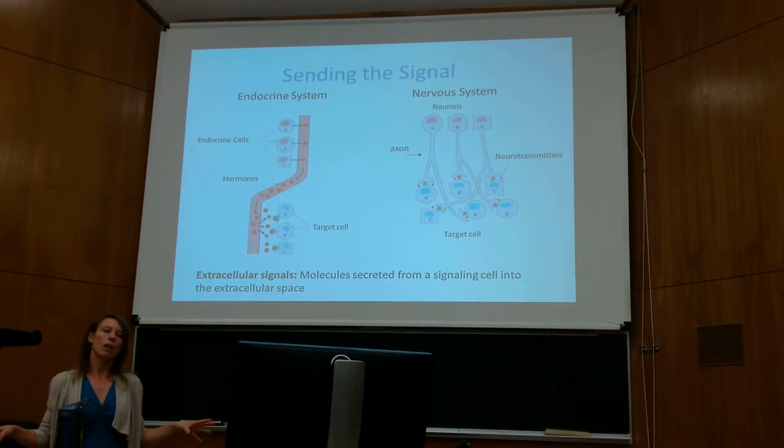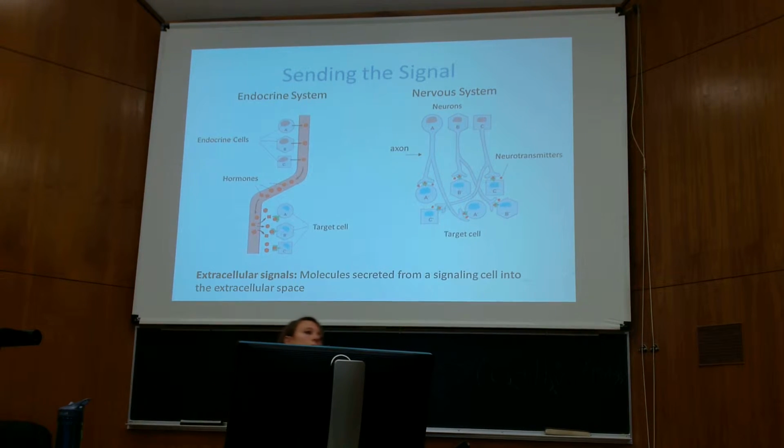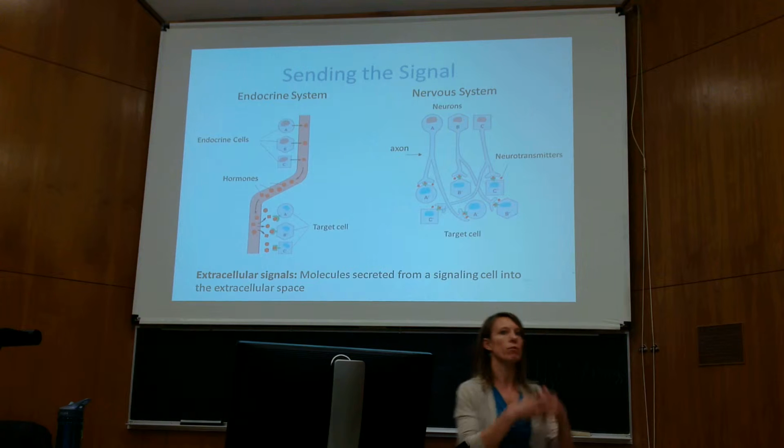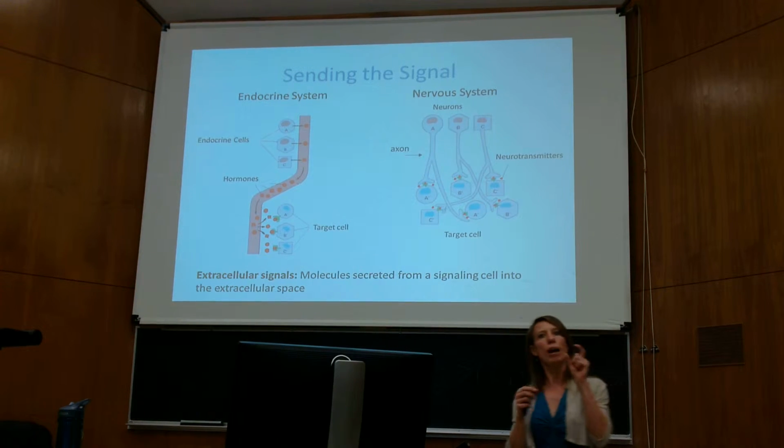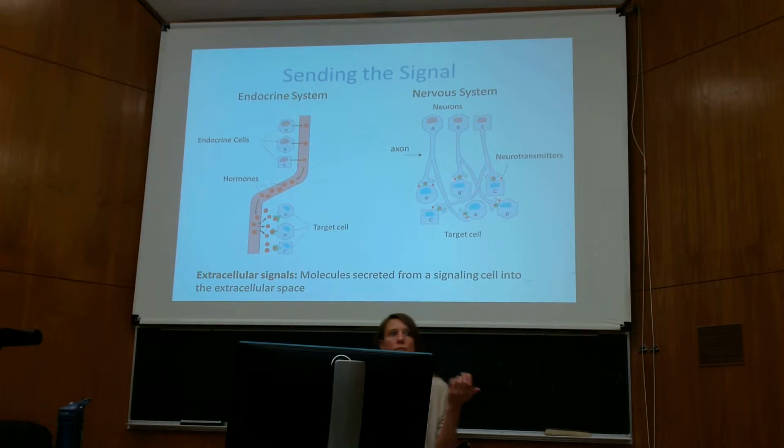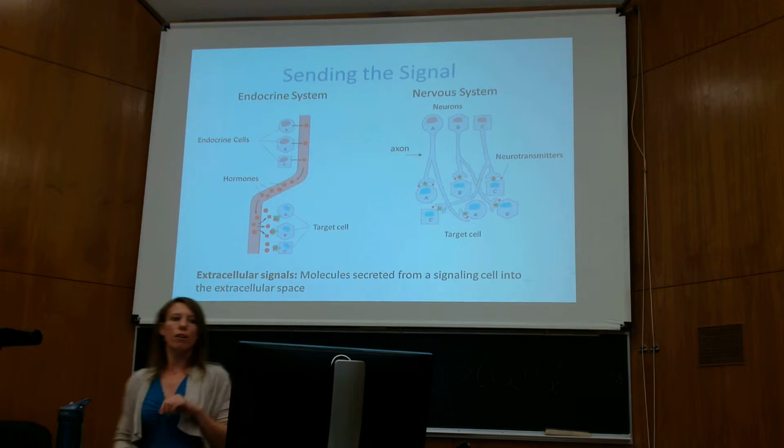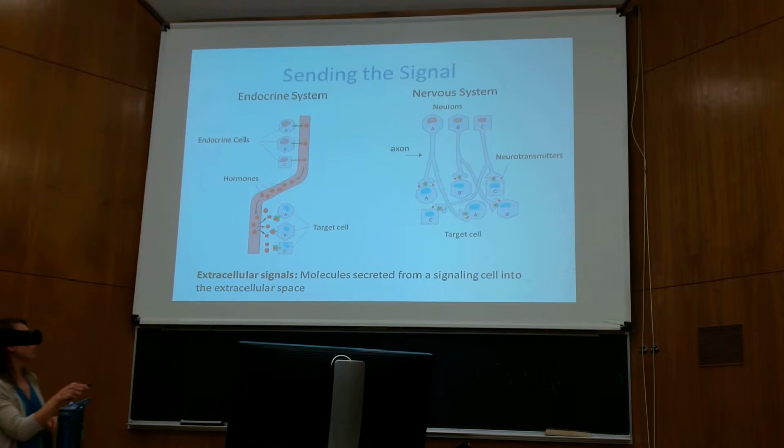Anything that enters our bloodstream will reach all the cells in our body, but only those cells that have specific receptors will actually bind and carry out a response for that signal. In the nervous system, we have neurons that transmit a signal through an electrical impulse that travels down, and then it causes the release of neurotransmitters that are received by nearby cells.